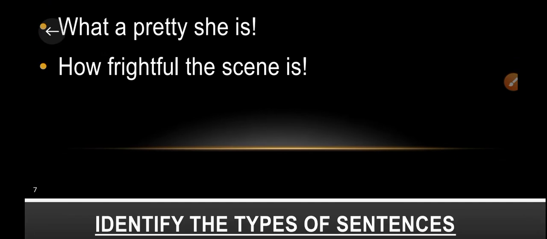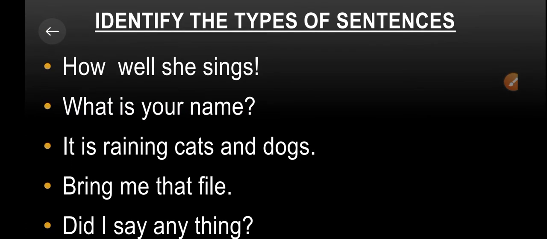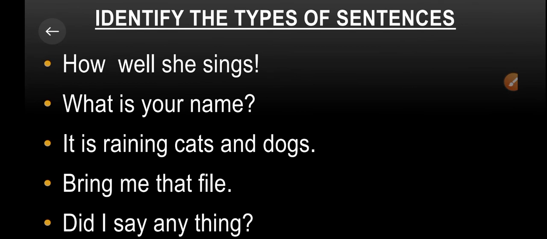So we can see that we can divide sentences mainly into four kinds: assertive sentence, interrogative sentence, imperative sentence and exclamatory sentence. So here some sentences are given, and you have to identify which kind of sentence these are.